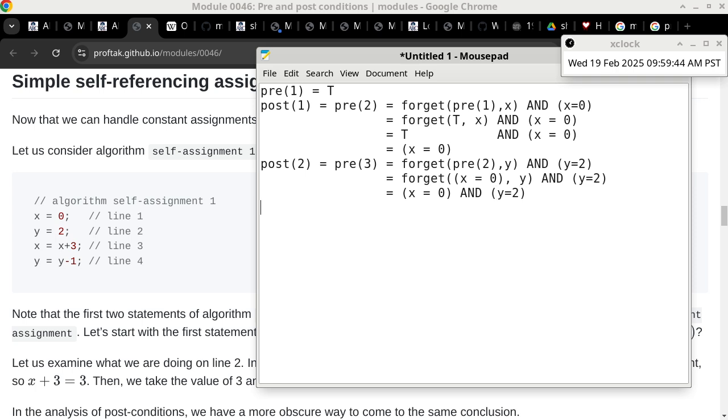The next one is going to be interesting. x gets x plus 3. So now the question is, is this update, x gets x plus 3, a reversible change or an irreversible change? If I know the value of x after line 3, can I reverse and reason what the value of x was before line 3?